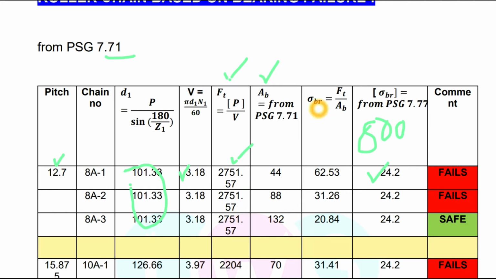Next is the calculated bearing stress, sigma BR. So FT upon AB: FT value 2751.57 upon AB, which is 44.